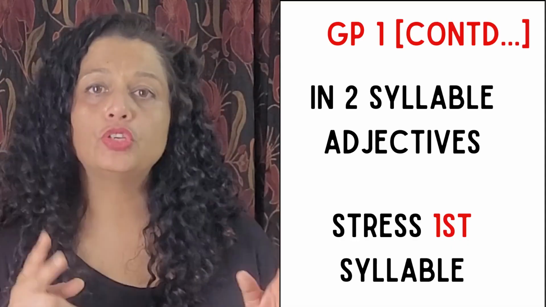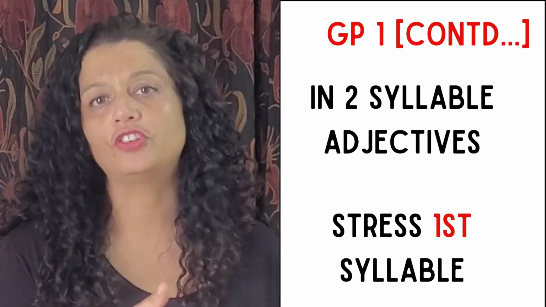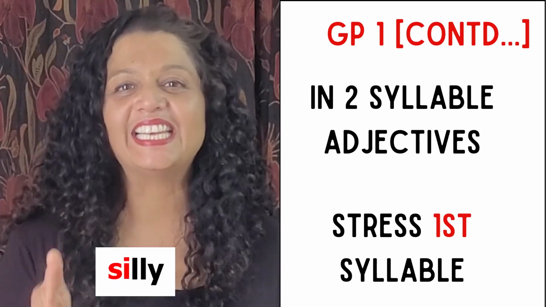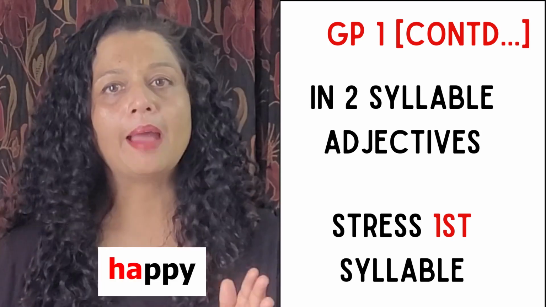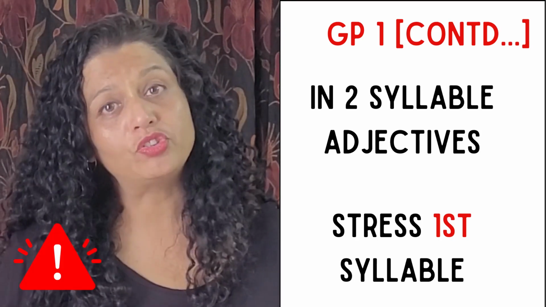If the two-syllable word is an adjective, put the stress on the first syllable again. Here are some examples. Witty, silly, funny, happy, hasty, angry. Here's an exception. Polite.